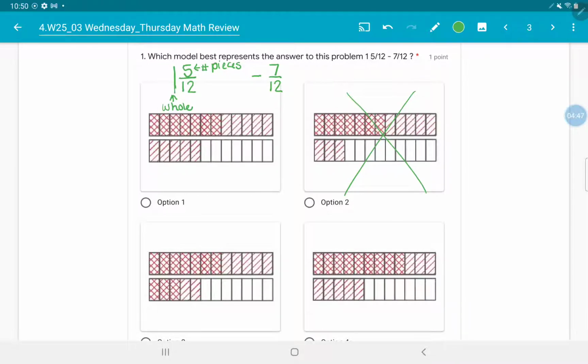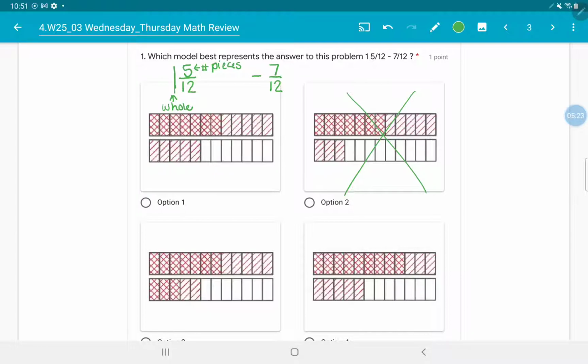No, because they're X'd out. Okay, but it started with 1 5/12 shaded. What's marked out might not be right, but it did start with 1 5/12. How about option 4? No. So we know it could be 1, 2, or 3. So we have 1 whole and 5/12 shaded in options 1, 2, and 3. And I need to show taking away 7 of the 12ths. So which one of those shows that we took away 7/12?